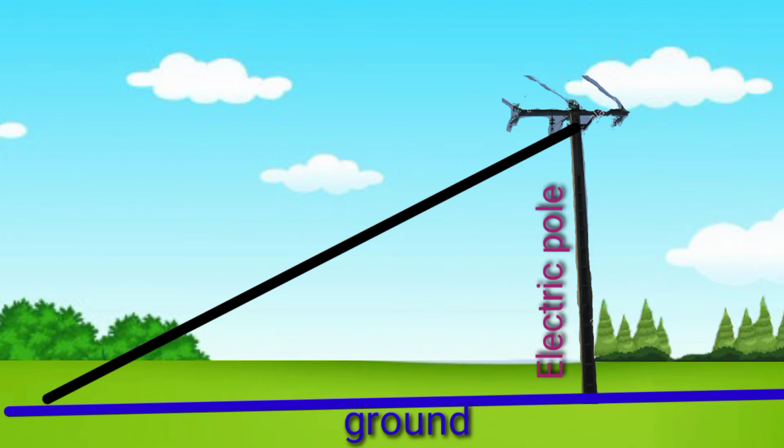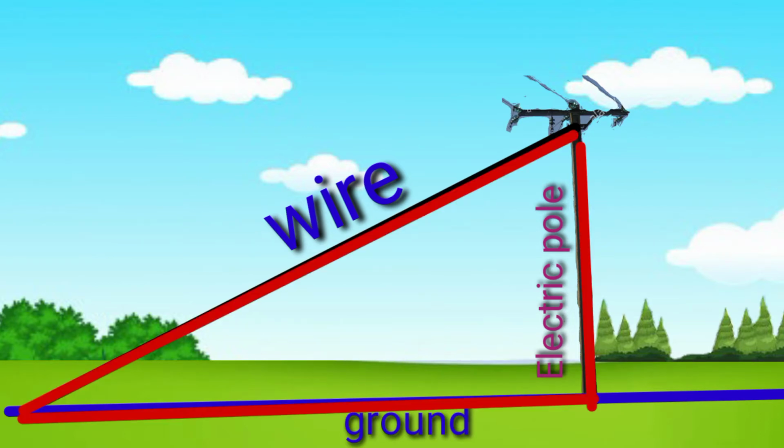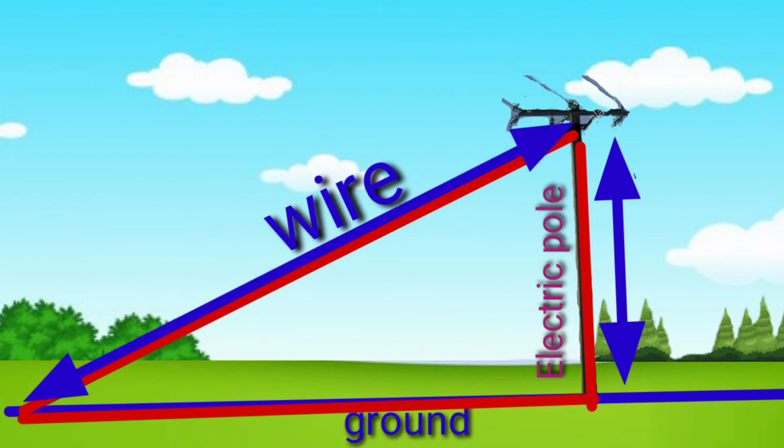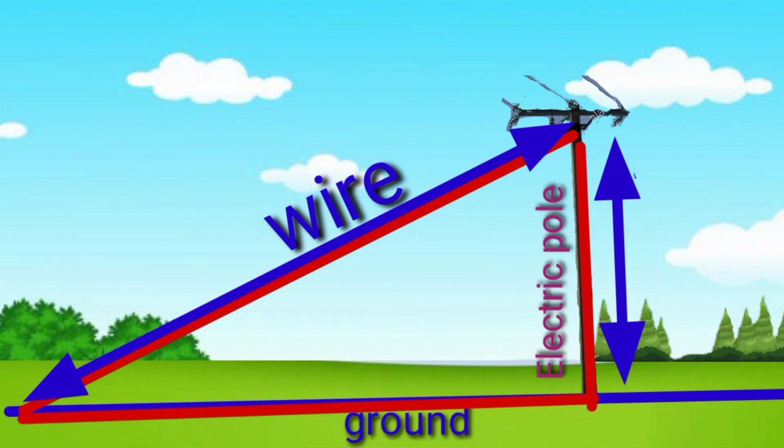Electric poles are present everywhere. They are usually erected by using a metal wire. The pole, wire and the ground form a triangle. By using the triangle properties, we can find the height of the pole or length of the wire or the distance between bottom of the pole and bottom of the wire.